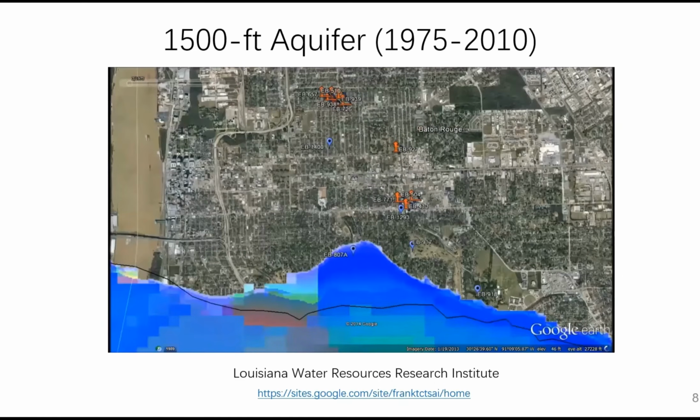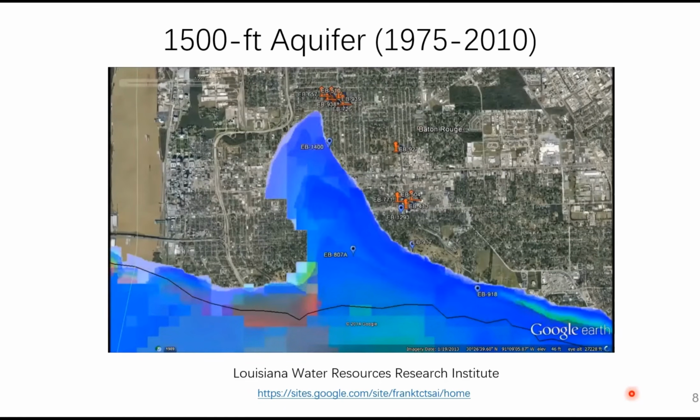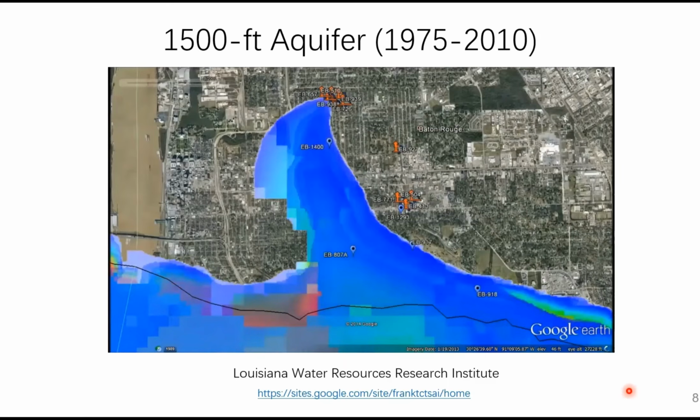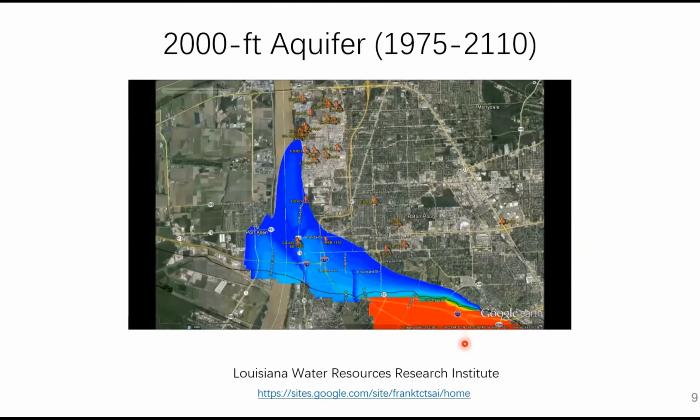This video clip documents the 1,500-foot aquifer, and the simulation time is from 1975 to 2010. Here the reddish zone means that the concentration is higher than the adjacent area. And this video clip documents the 2,000-foot aquifer from 1975 to 2110. Those red areas represent a chloride concentration of 1,000 milligrams per liter.